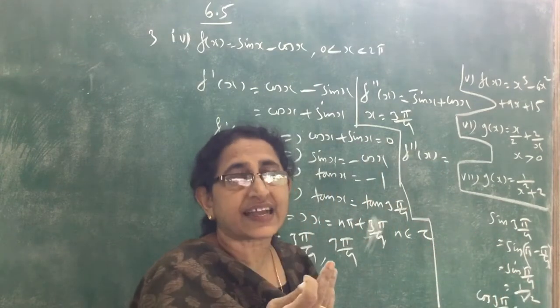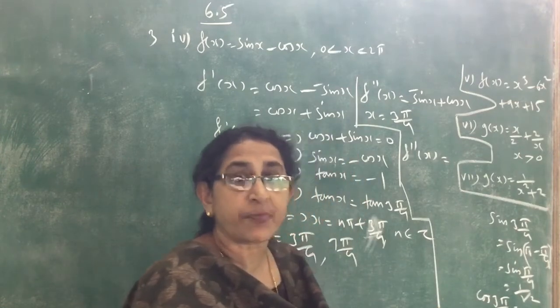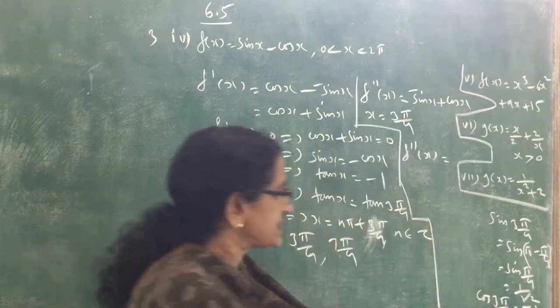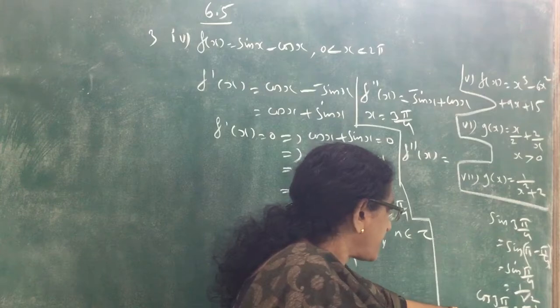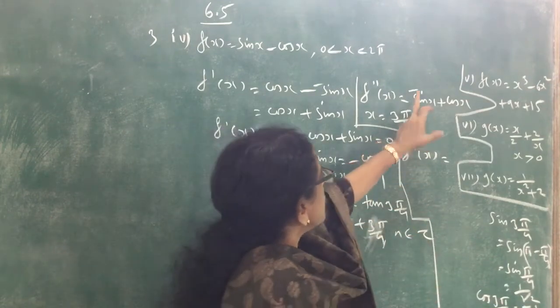And pi minus, second quadrant, cos is negative. And so cos of pi minus pi by 4 is minus cos pi by 4. That is minus 1 by root 2. So sin 3 pi by 4 is 1 by root 2. Cos 3 pi by 4 is minus 1 by root 2. Now we can substitute those values here.